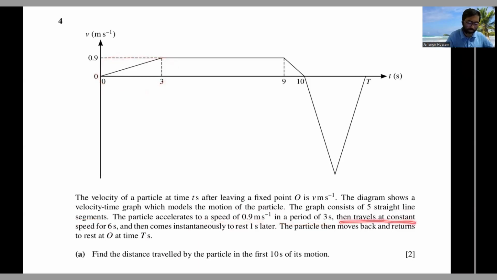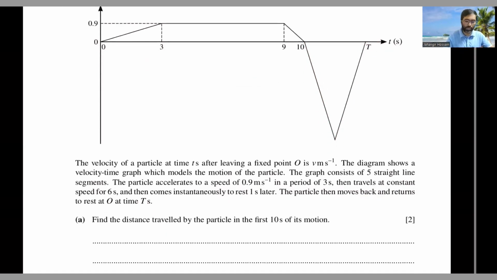Then it travels at a constant speed from 3 to 9, for 6 seconds. Then one second later, it comes instantaneously to rest. The particle then moves back, so velocity is negative here, and returns to rest at O, the starting point, at time T seconds, which is unknown here. Find the distance traveled by the particle in the first 10 seconds of its motion.